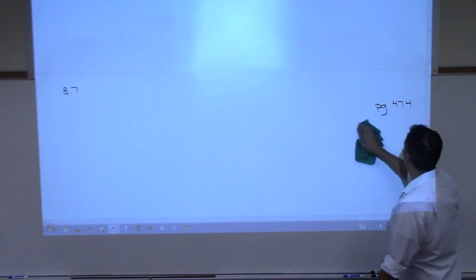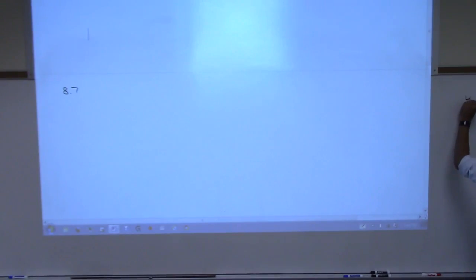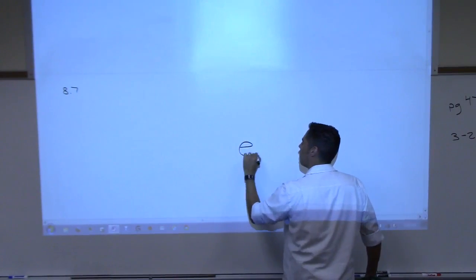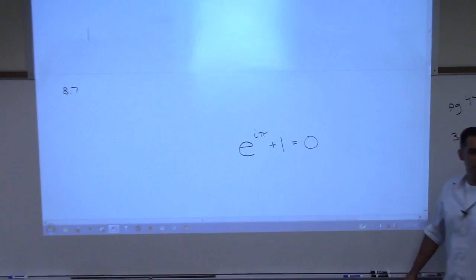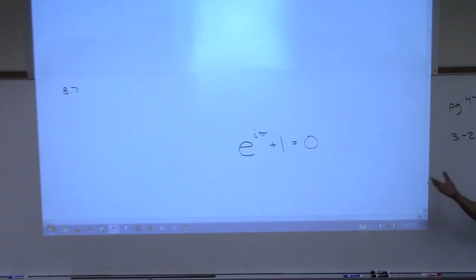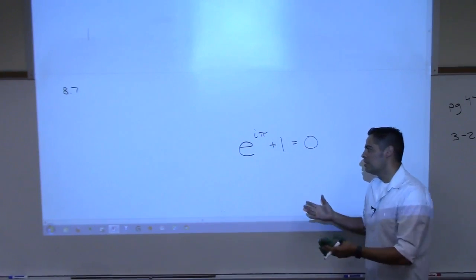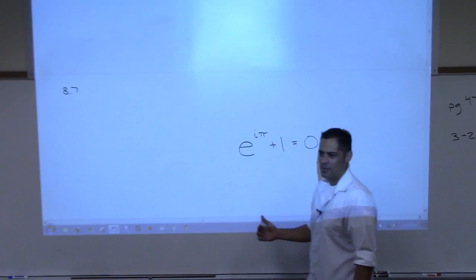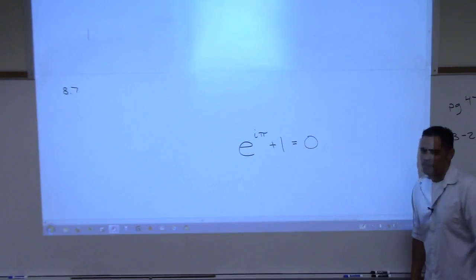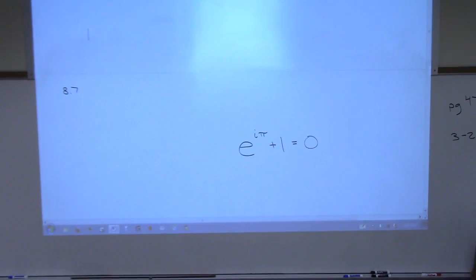All right, 8.7. I'm going to give you a little bit of like a carrot to run after here. How many of you have ever seen this before? Anybody ever seen that before? Yes? Anyone else? Yes? This is argued to be the most beautiful equation in mathematics. I'm not saying it is, because beauty is subjective, right? But a lot of people say that's the most beautiful equation there is.